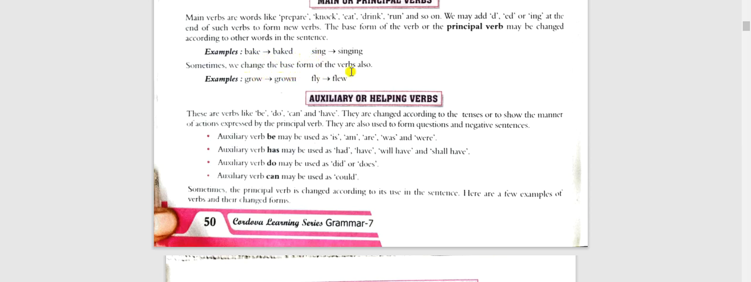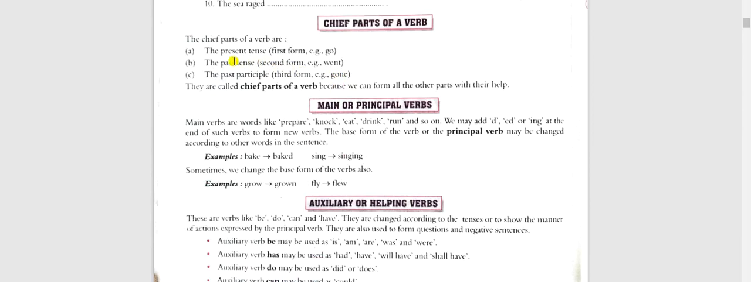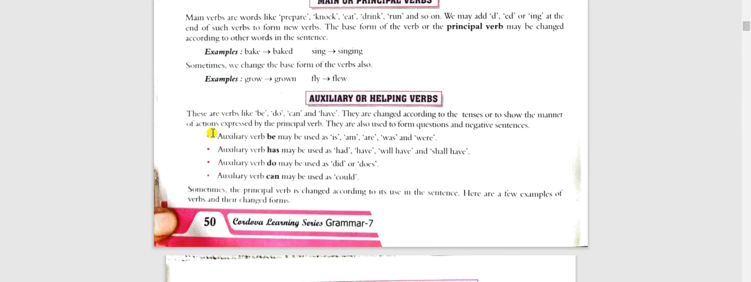Sometimes we change the base form of the verb. What do we mean by the base form of the verb? It means the base form is the first form of the verb. Okay, so don't get confused. So what does it say? It says that sometimes we change the base form of the verb. So this is the first form. It is changed now to baked, right? This is the first form. It is changed now to singing. Sometimes you may change it to sings, right? Then a lot of things can be done. Similarly, grow, grown, grew; fly, flew, flown, right?